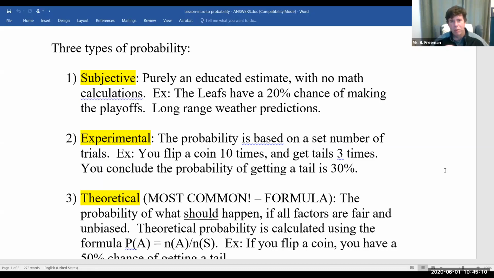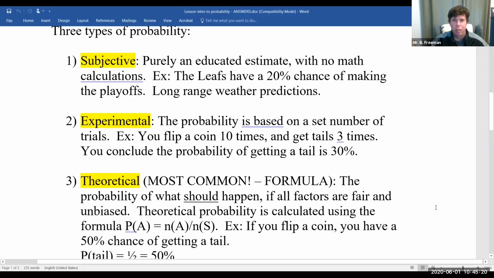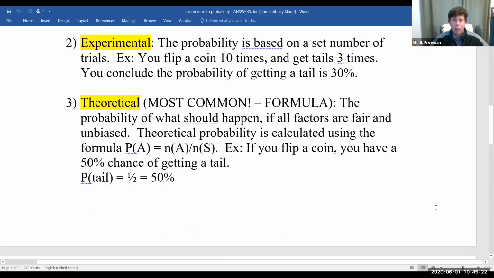So subjective is really when we're using probability and percent chance to try to prove something that is either difficult to prove or where we're just trying to manipulate the situation. Experimental probability is done all the time. And anytime you play a game, you're actually doing an experimental probability.